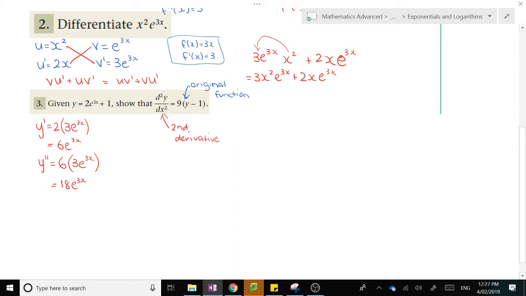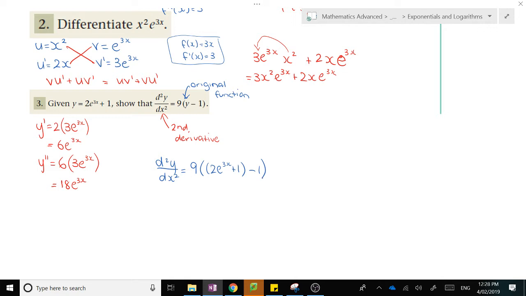Okay, so what I'm going to do is put the original function in that and see if I can either get to this or manipulate this to get to the other thing. So this is saying d squared y over dx squared equals 9 bracket, my original function, so that is 2e to the 3x plus 1, minus 1. Whenever it says show, you can either show that the left-hand side equals the right-hand side or just manipulate one side so it is the other side. For this question, I find this easier because it's got the plus 1, minus 1.